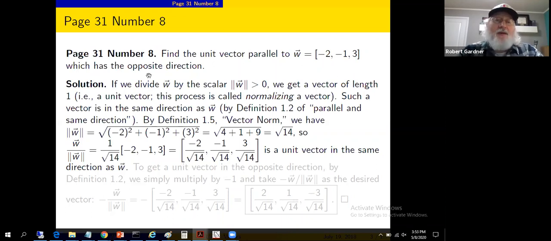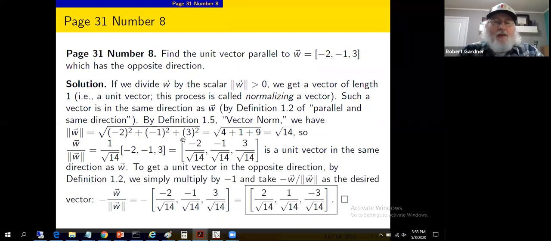We don't want one with the same direction. We want one with the opposite direction. So we need a negative scalar. All right, well, let's just take that given vector and multiply it by -1. That won't change the magnitude. The second property of norms implies that. Multiplying by -1 changes the direction in the sense that we've used it in this setting of parallel vectors and same and opposite directions. But it doesn't change the magnitude.